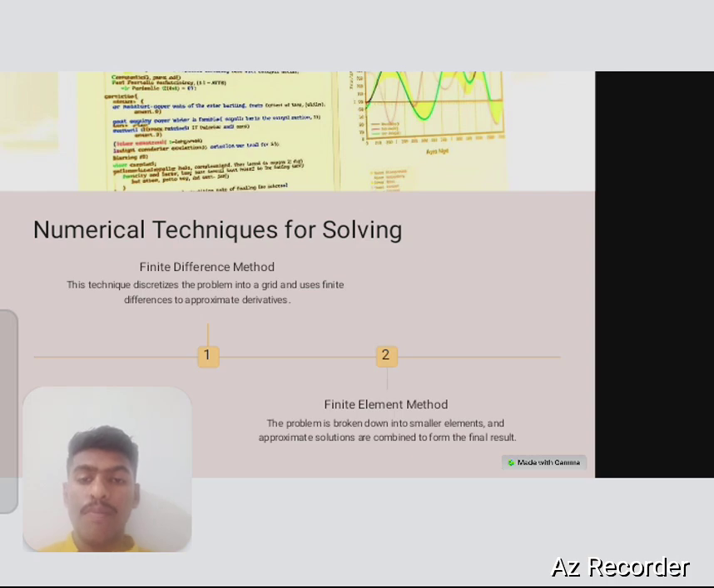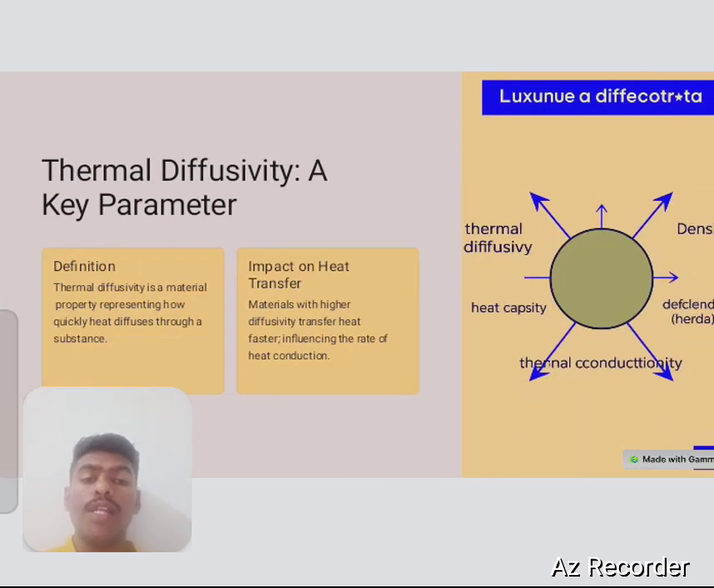Next, we move on to the numerical techniques for solving. There are two methods, the finite difference method and the finite element method. In the finite difference method, this technique discretizes the problem into a grid and uses finite differences to approximate derivatives. In the finite element method, the problem is broken down into smaller elements and approximate solutions are combined to form the final result.